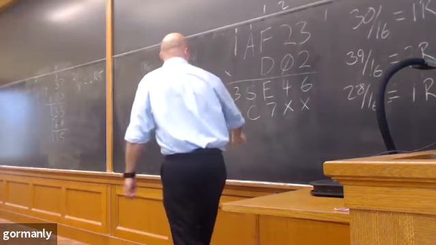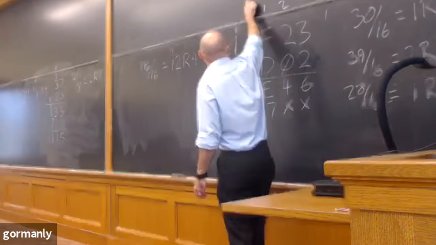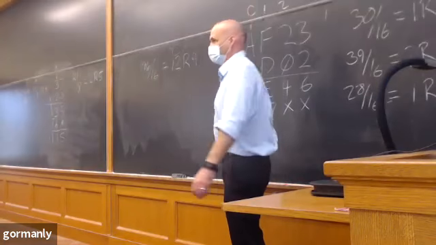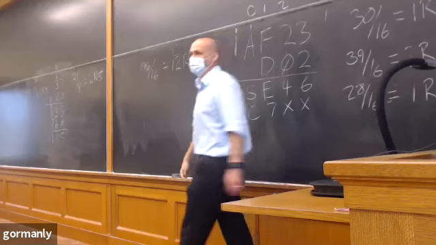So we have a 4 down here, and our C carries. So our C goes up there. Because why not? It's hex, right? That's a legit value in hex.